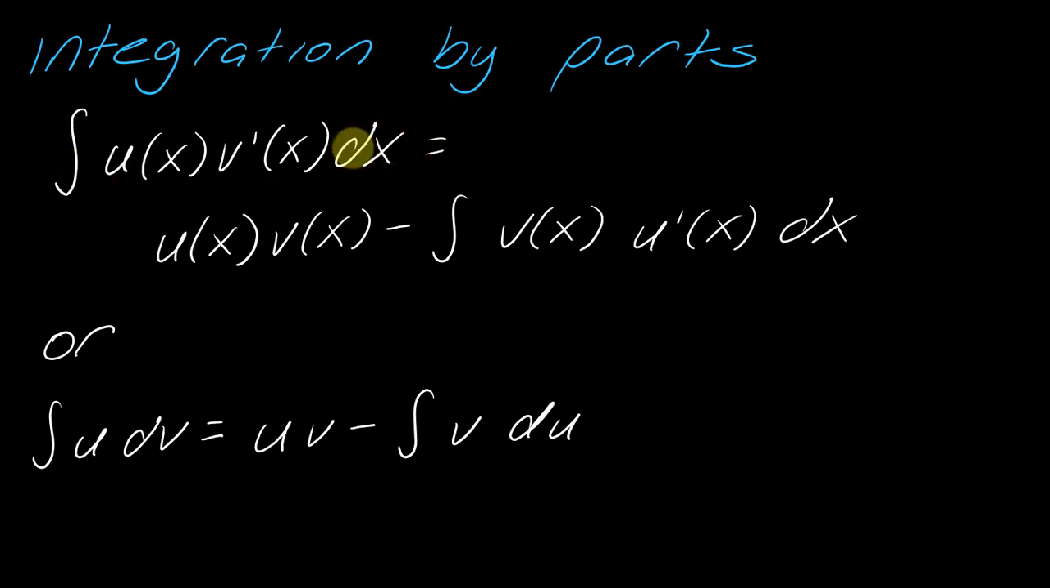Integration by parts is a way to integrate things that look like this: u of x times v prime of x dx. This looks very general, and it is very general. The idea behind this is that you can force things to work like this, and if you force them in the right way, then you can integrate them by this formula: u of x times v of x minus the integral of v of x times u prime of x dx.